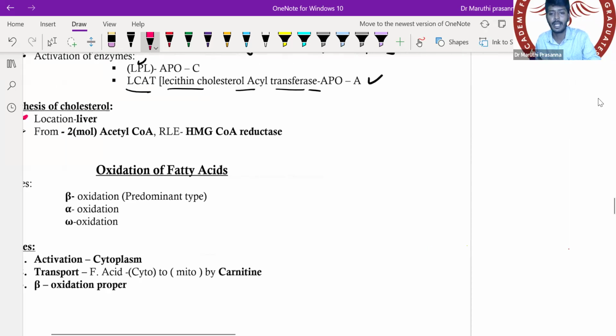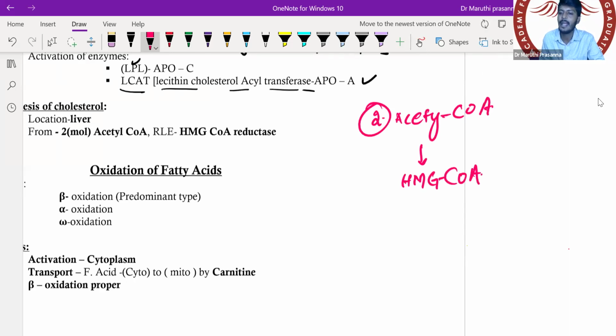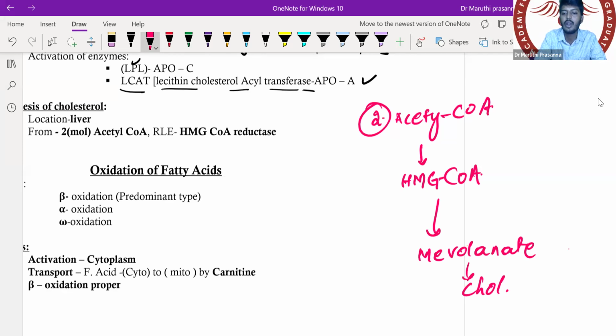So what your body will do, my dear students, we have acetyl CoA. Acetyl CoA comes from where? Acetyl CoA comes from your carbohydrates, that is from your glucose. Two molecules of acetyl CoA will be taken up and converted into HMG CoA. This HMG coenzyme A will get converted into mevalonate. This mevalonate will get further converted into cholesterol.